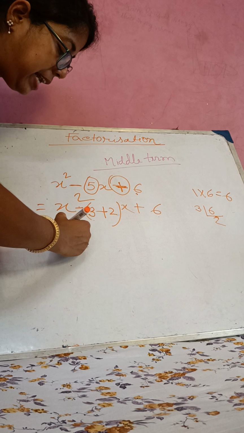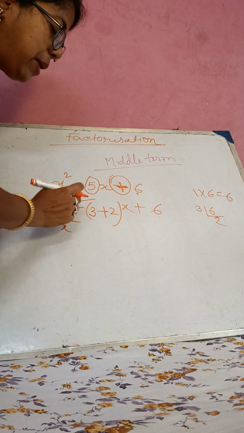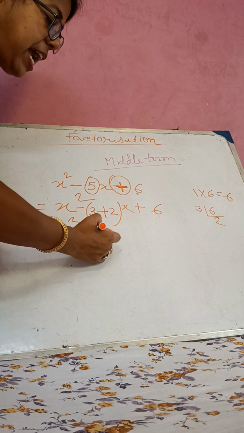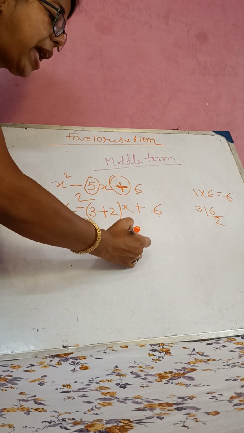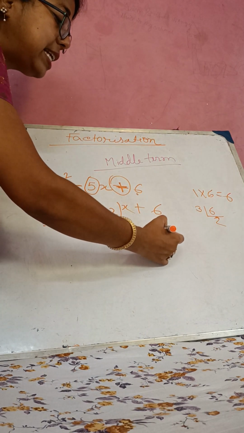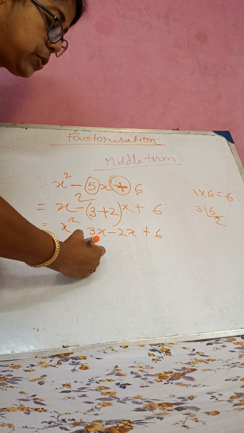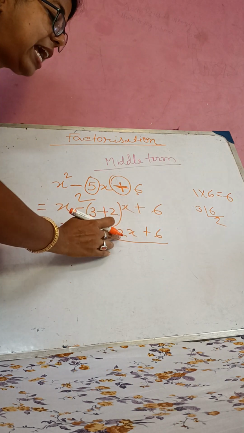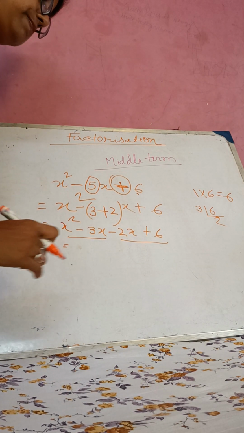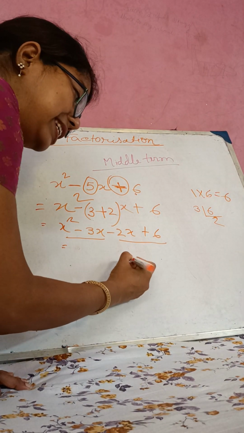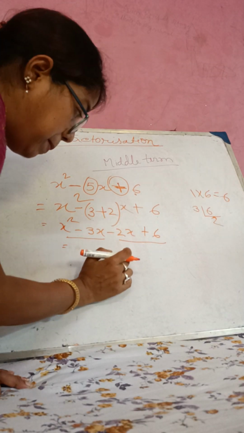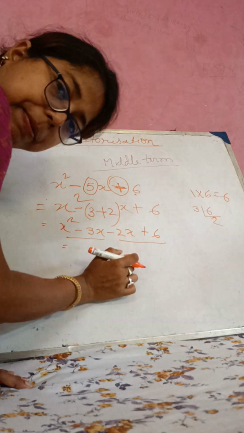So what will be there? x square, now I will multiply with this minus into x, minus 3x minus 2x plus 6. So now there will be 4 terms. I will take the first two terms and the second two terms. And the middle minus will be there. If there is plus, there will be plus. If there is minus, there will be minus.